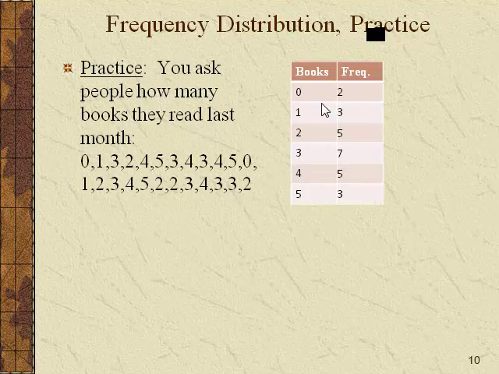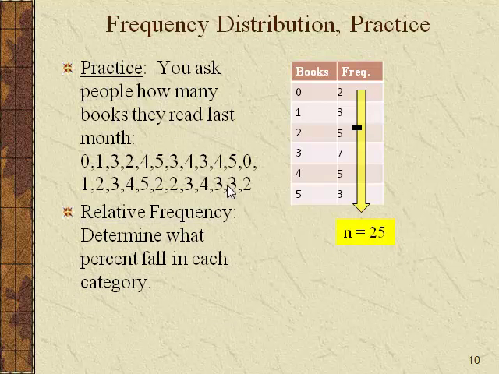Okay, so what it should look like is 0 to 5. 0 is the smallest number of books somebody read, 5 is the largest, and then how many times those occurred. And you should notice that they're going to add to 25, right? Because you had 25 people, the frequency count has to get up to 25.